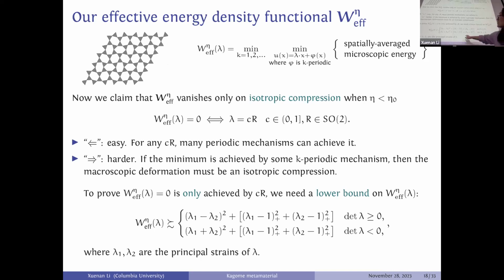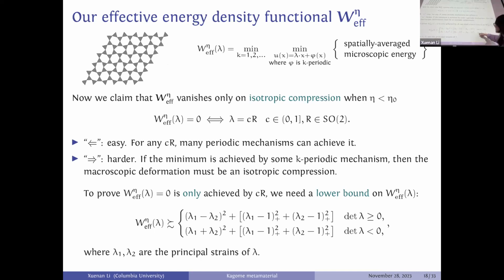And the lower bound here has 2 parts. One part is for when the determinant is positive, and one part is for when the determinant is negative. For the negative determinant part, this one never vanishes. Lambda 1 and lambda 2 are the principal strains. The lambda here is a matrix, so lambda 1 and lambda 2 are the eigenvalues of the square root of lambda transpose lambda. This is how much you stretch your material, like the largest 2 directions.